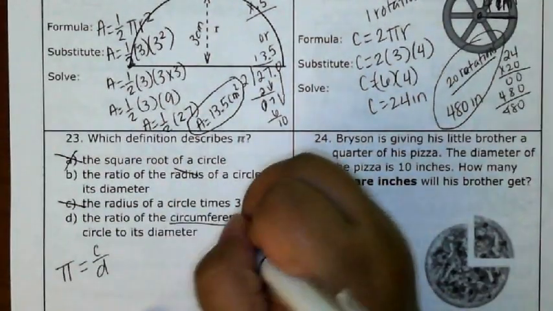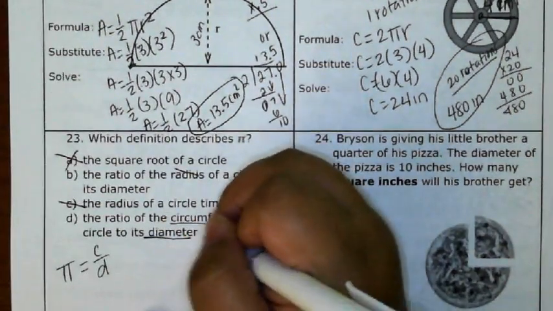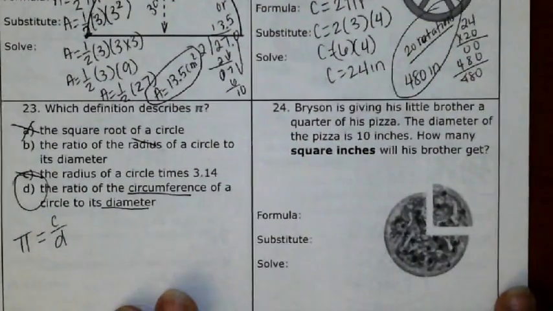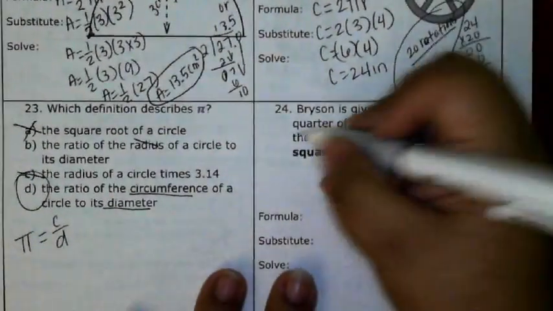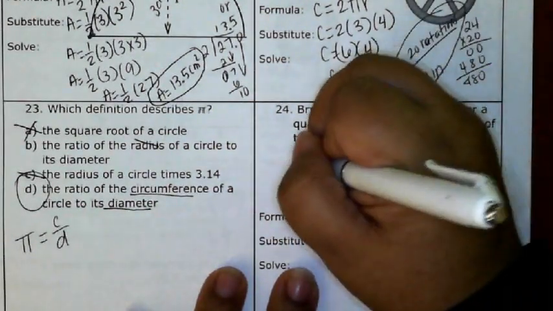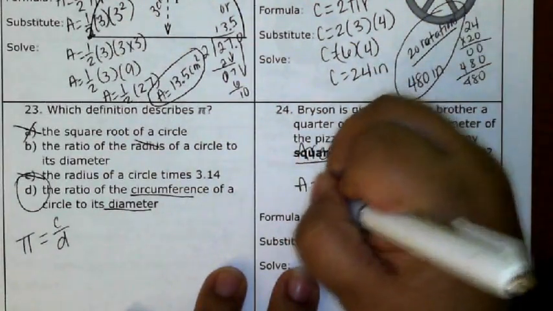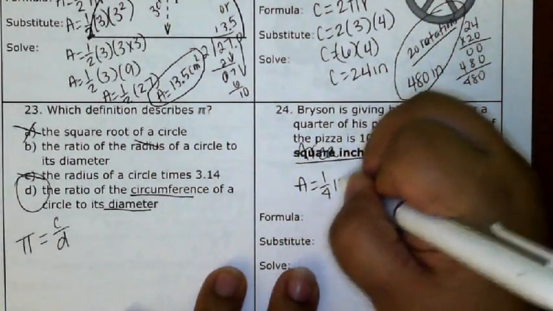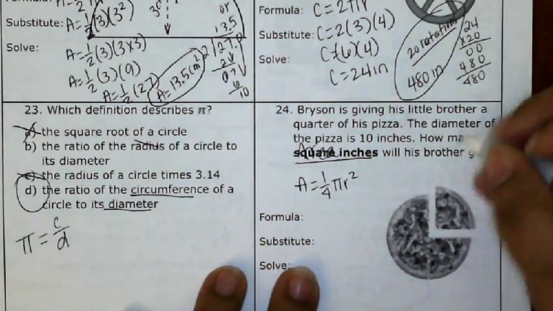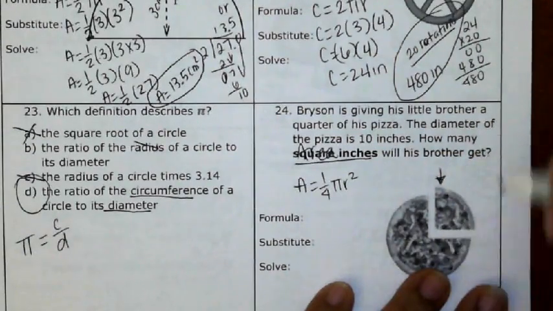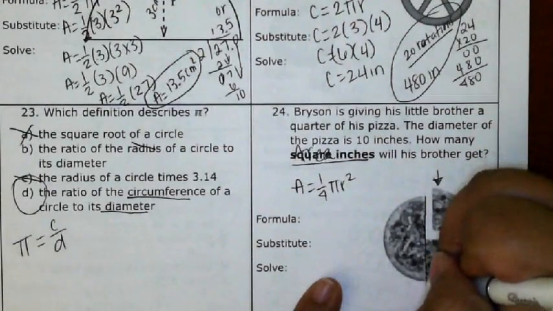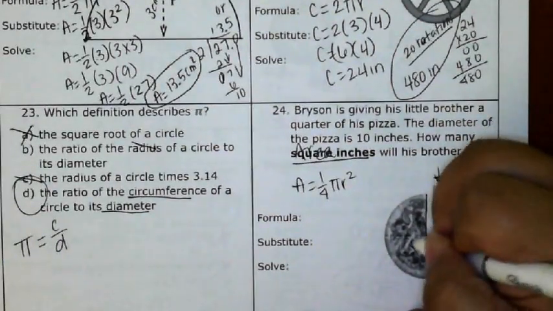Last one. We get to use the quarter circle formula. Here it says square inches. If it says square inches, that's going to be area, my friends. So area is equal to 1/4 pi r squared. Now, it's saying that Bryson is giving his little brother this little piece right here, a quarter of a pizza. It's saying that the diameter is going to be 10 inches. Basically, from here to here is 10 inches. We only want this little piece right here.